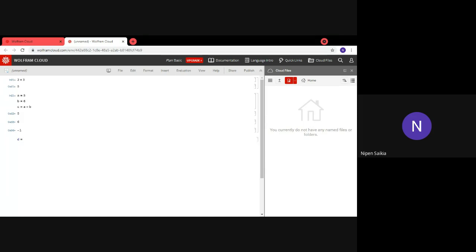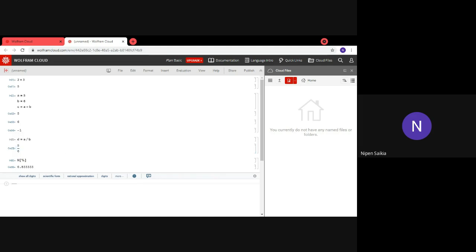Then again, if we take B, I will take say A by B. A by B means A is divided by B. So we'll get 5 by 6. Now it is in rational number. If I want this in decimal form, I will simply use one command N, that is numerical value. If we write percentage here in the argument, it will give the decimal value of this 5 by 6. It will come as 0.8333 like this. So N percentage will act only on the output above it.